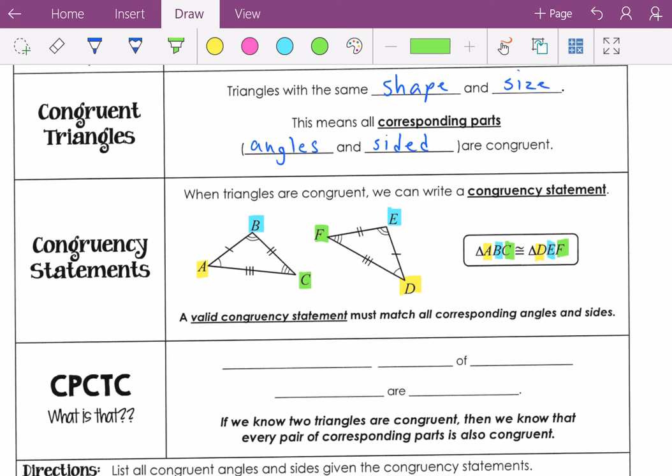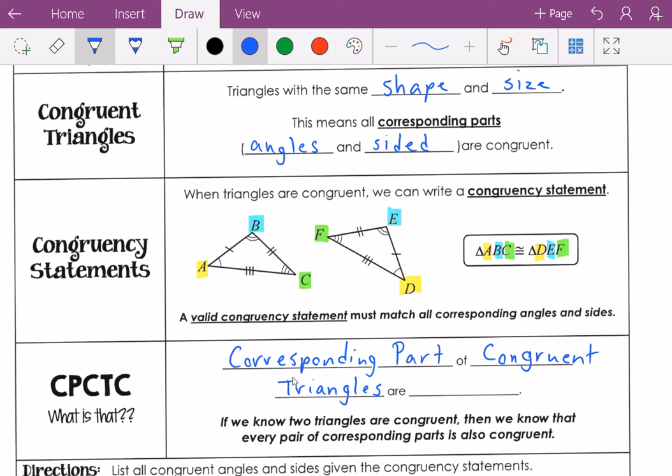Now for CPCTC, what does that actually mean? What CPCTC stands for is that the corresponding parts of congruent triangles are congruent. Or basically, if we know that two triangles are congruent, the matching parts have to be congruent to each other as well. Again, we've actually talked about this previously as well.